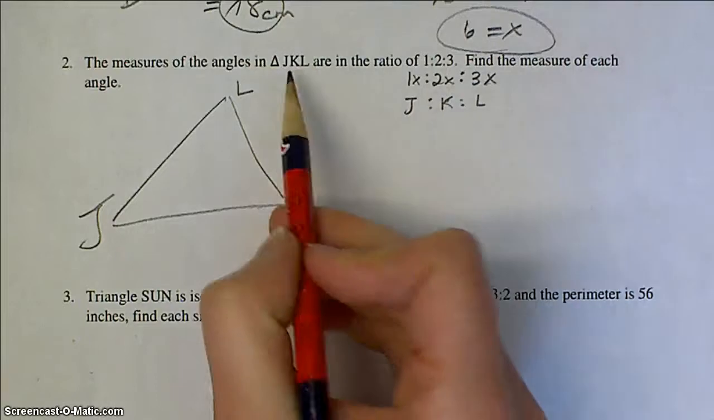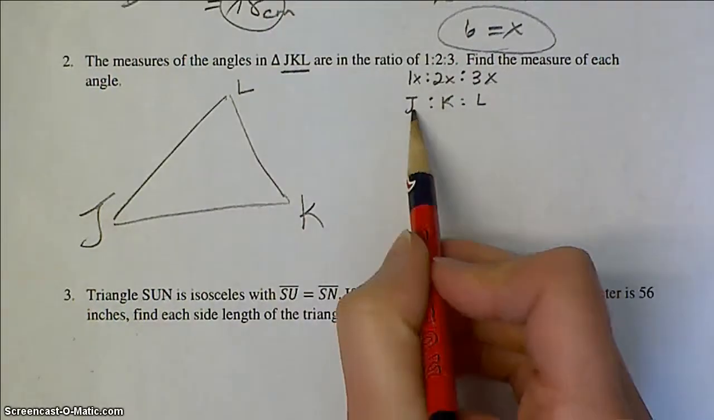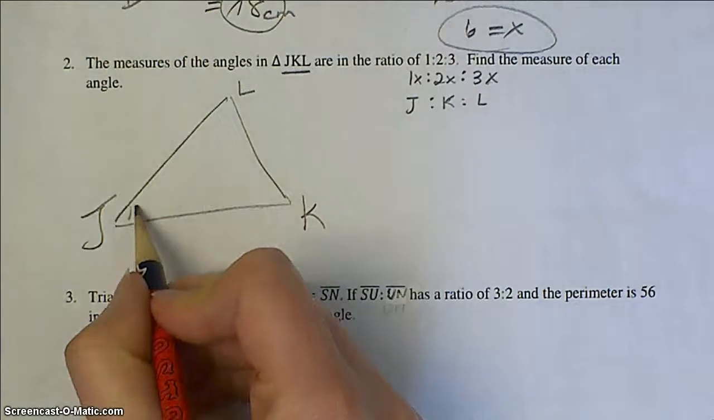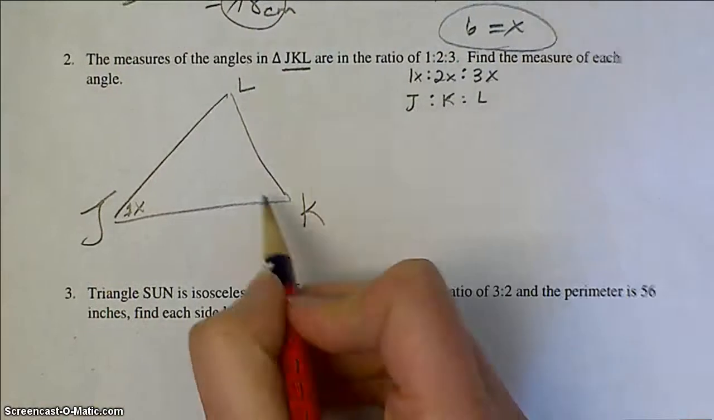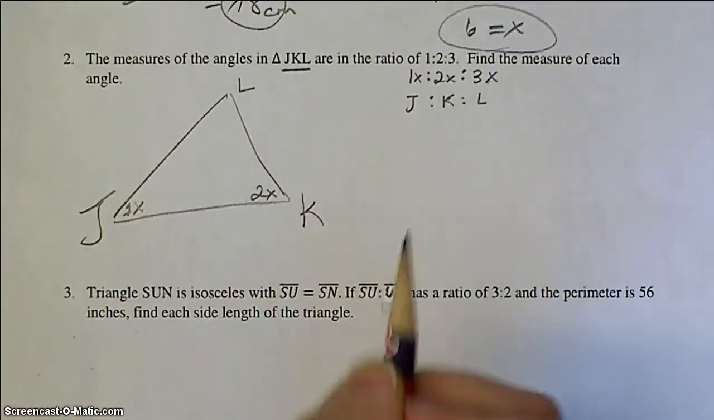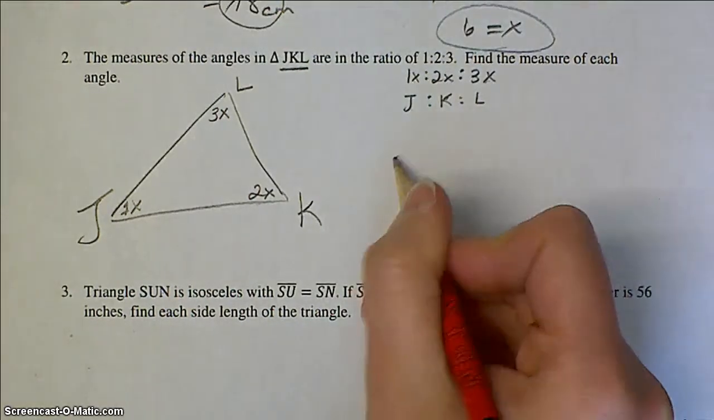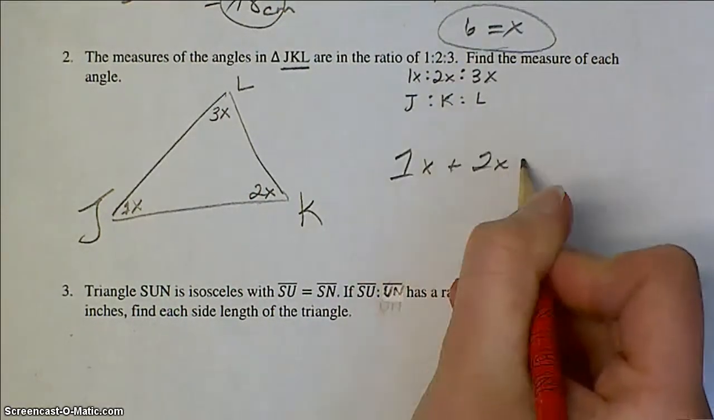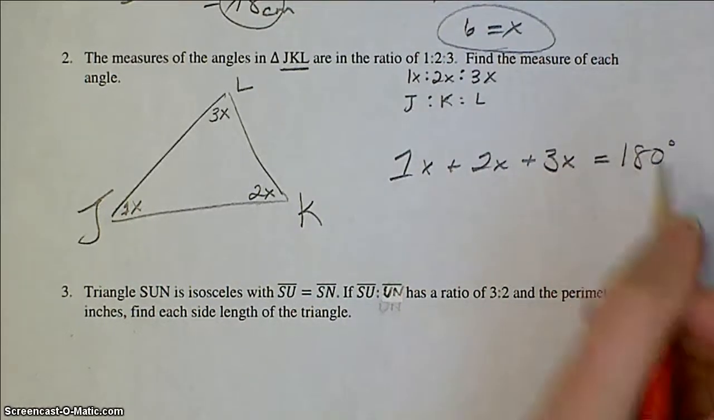And those are going to directly correspond with the order of the angles that were given to us in the diagram. So J is going to have a value of 1x. K is going to have a value of 2x, and L is going to have a value of 3x. Now, all 3 angles inside of a triangle add up to something special. You should remember from the last unit that the sum of interior angles of a triangle equals 180. So I'm going to add up all of these to equal 180 degrees. And now we're going to solve for x.